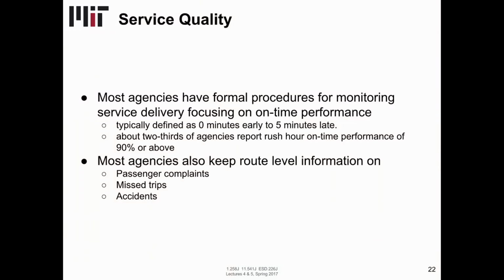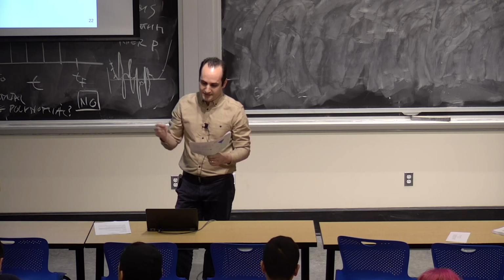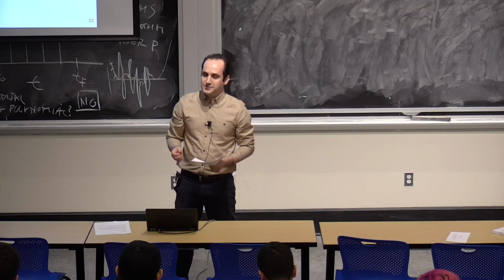So let's start with guidelines and with the standards related to reliability first. So in terms of reliability, as we briefly discussed last week, most agencies have formal procedures for monitoring service delivery focusing on time performance. On-time performance is usually considered to be 0 minutes early and up to 5 minutes late. As we discussed, early arrivals is not considered on time.